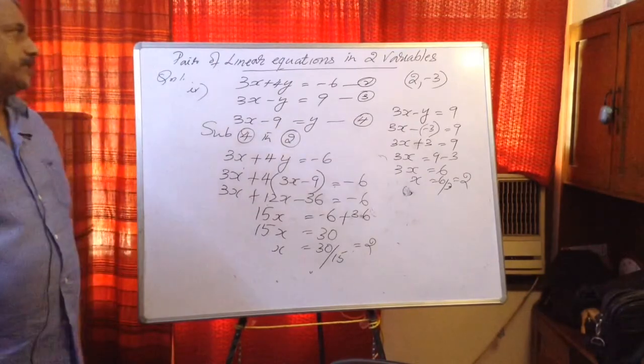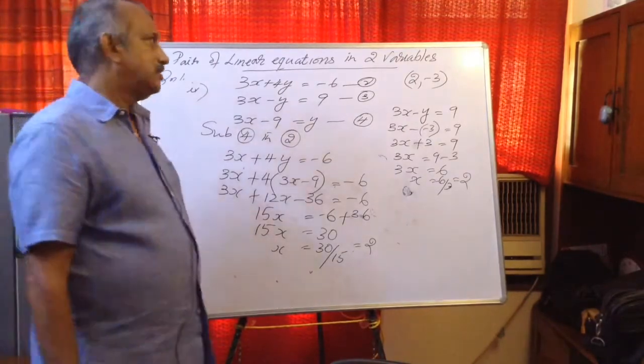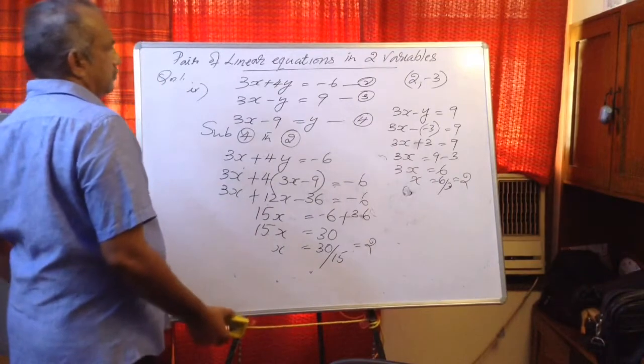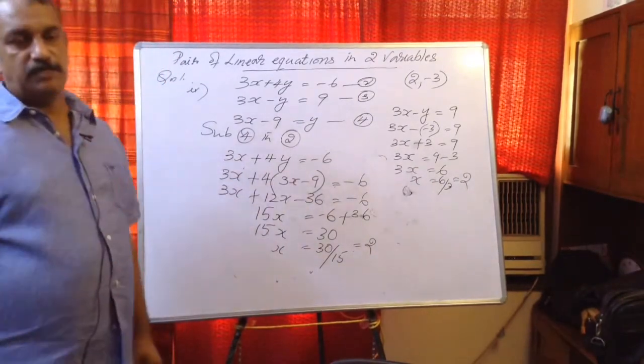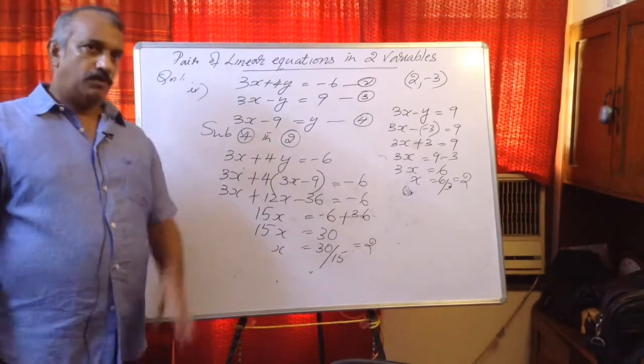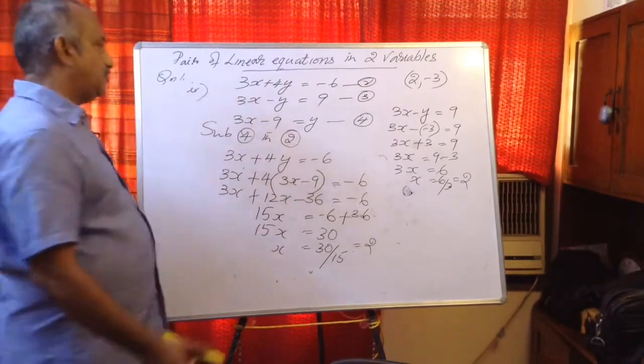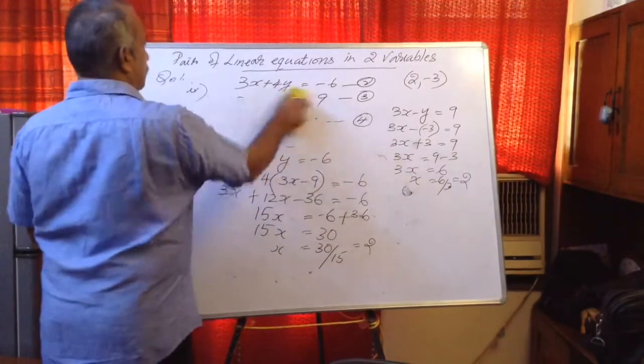Like this you can solve by elimination method and substitution method. Simple only. But you take questions, write any pair of linear equations, solve by all 4 methods and make sure that you get the same answer. Then there won't be any problem.